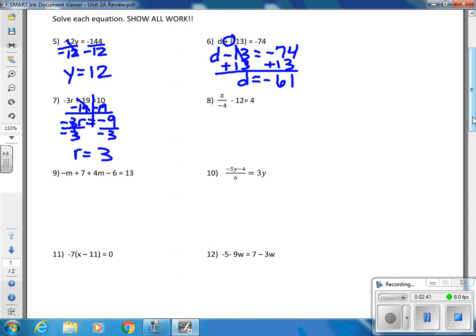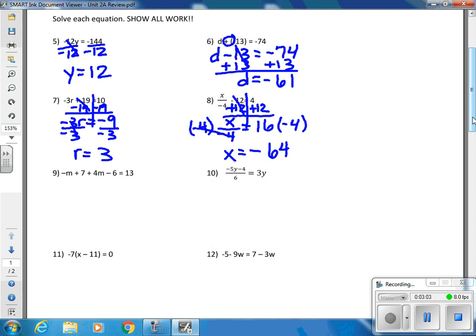Okay. For number 8, we want to get rid of the minus 12 first because that's the constant, so we're going to add 12 to both sides. Now that leaves you with x divided by negative 4 equals positive 16. To get rid of divide by negative 4, we have to multiply by negative 4 on both sides. That gives you x equals negative 64 for an answer.